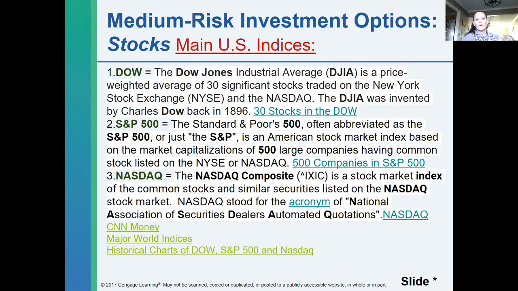So the three main indices in the US are the Dow Jones, the Standard & Poor's 500 or S&P 500, and the NASDAQ. This is just a very brief look at what each one is. The Dow Jones is a price weighted average of 30 significant stocks traded on the New York Stock Exchange and NASDAQ. And the S&P 500 is a stock market index based on the market capitalizations of 500 large companies. If you watch the news or hear something reported on stock markets, it's typically going to be one of these, if not all three.